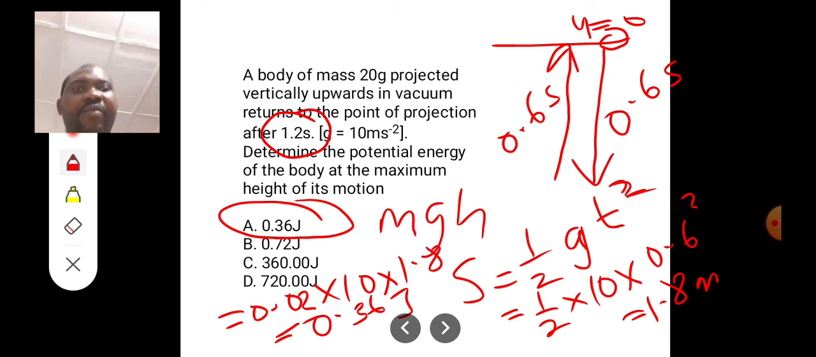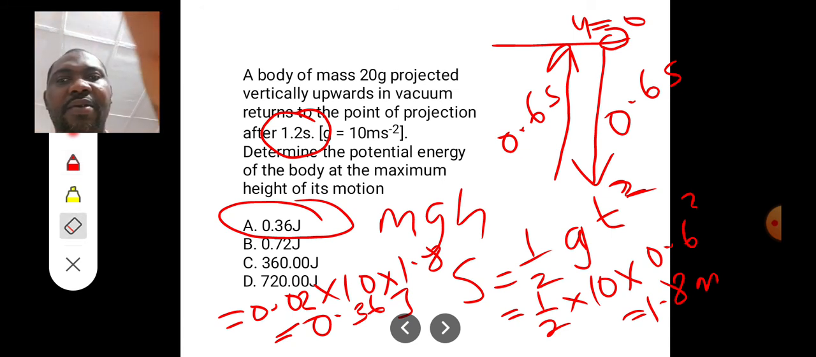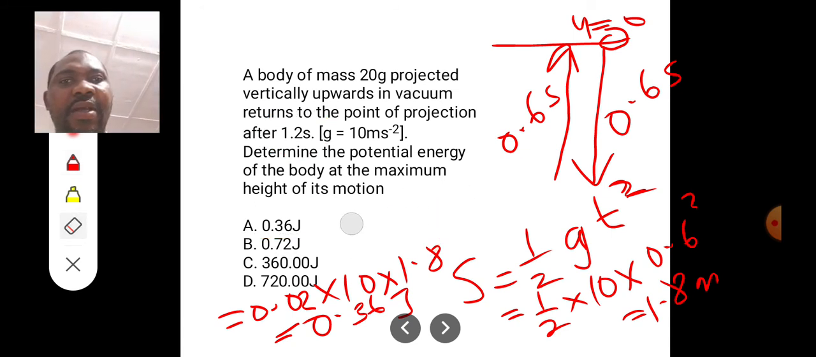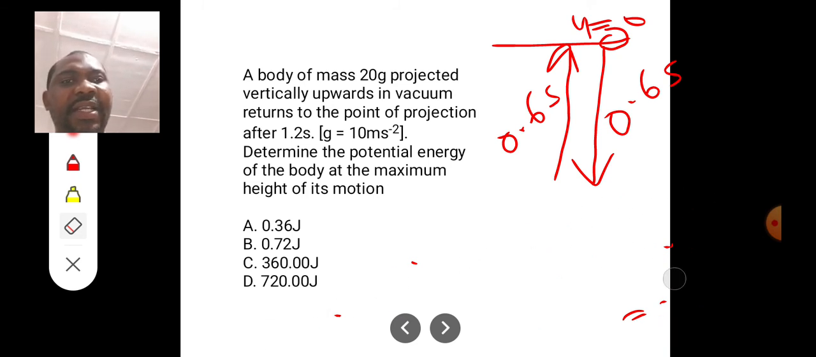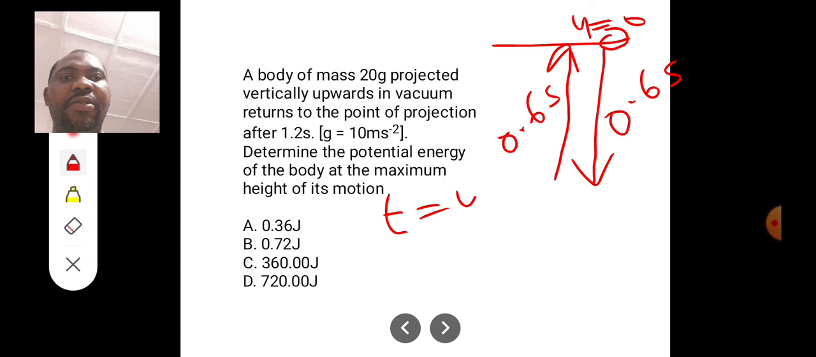Now, but I said there's something else we can do here. We can also find the velocity of throw, because maximum potential energy is the same thing as maximum kinetic energy. So let's see, what is the energy of throw? Since we are given time, t is supposed to be u over g according to the equations of motion, upward and downward motion. T is u over g.